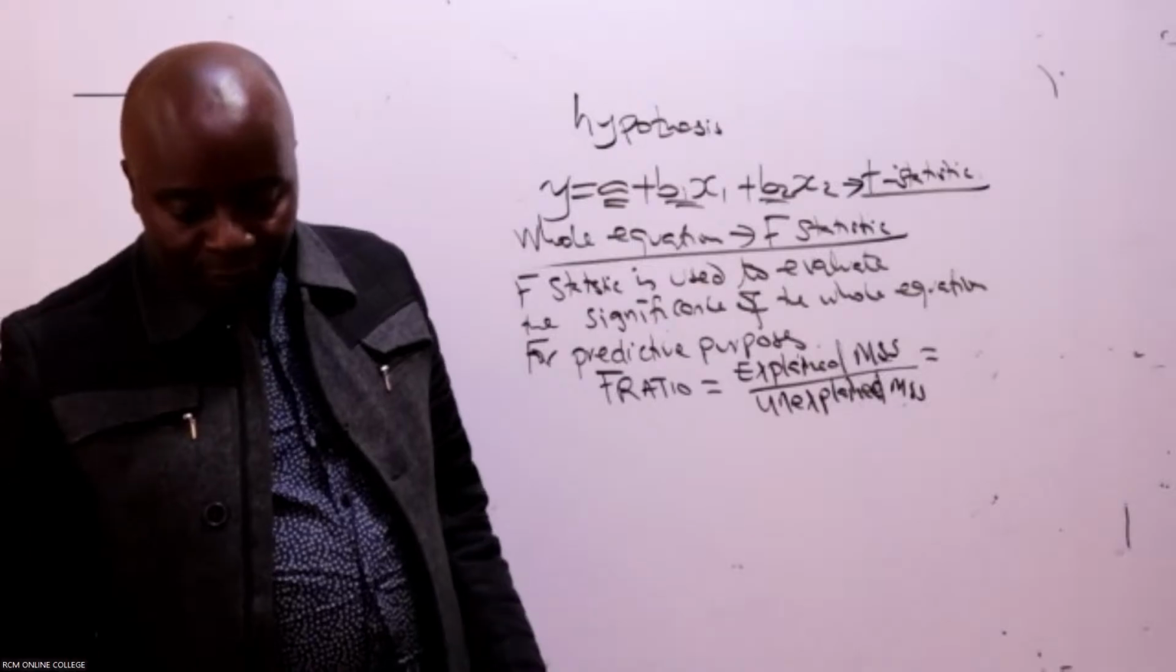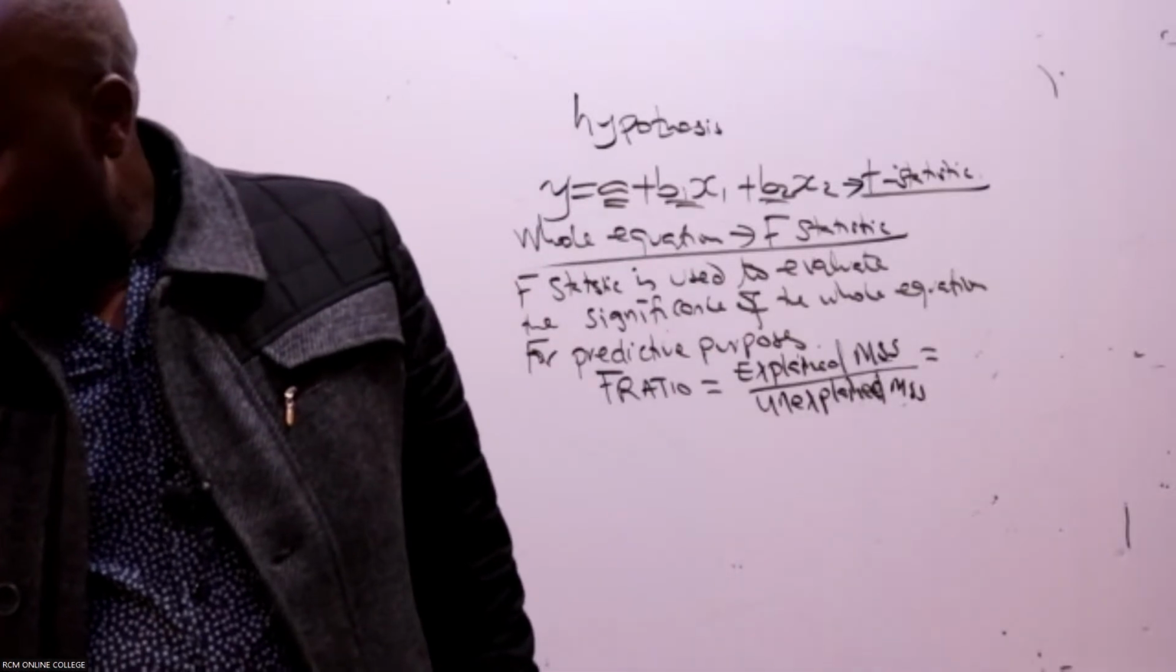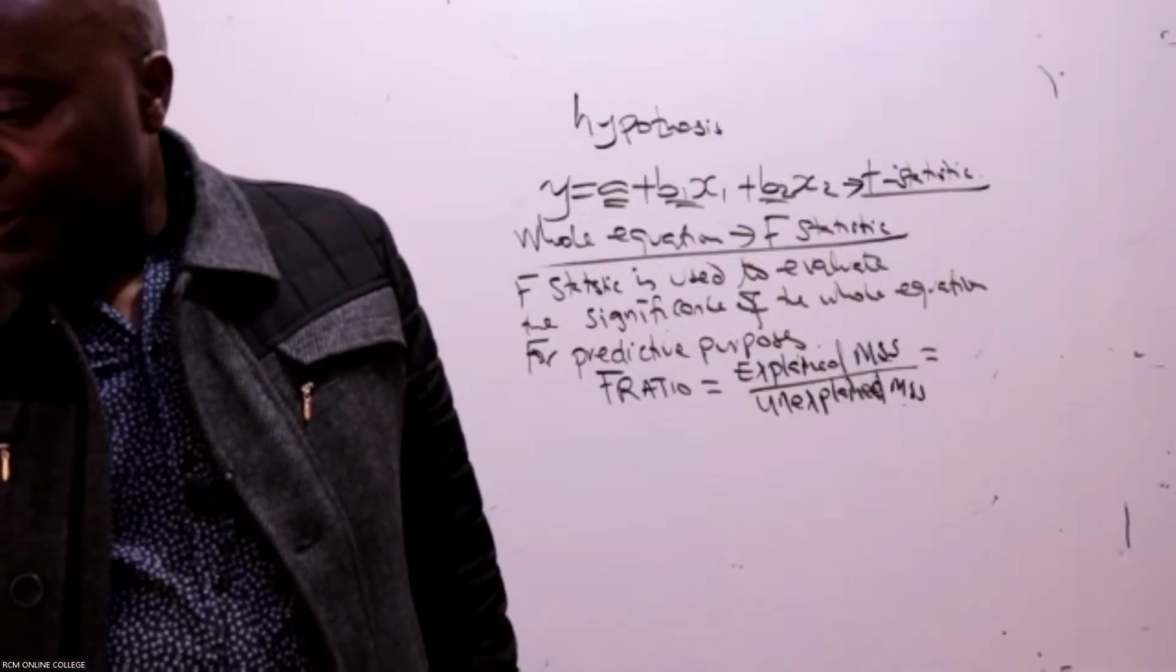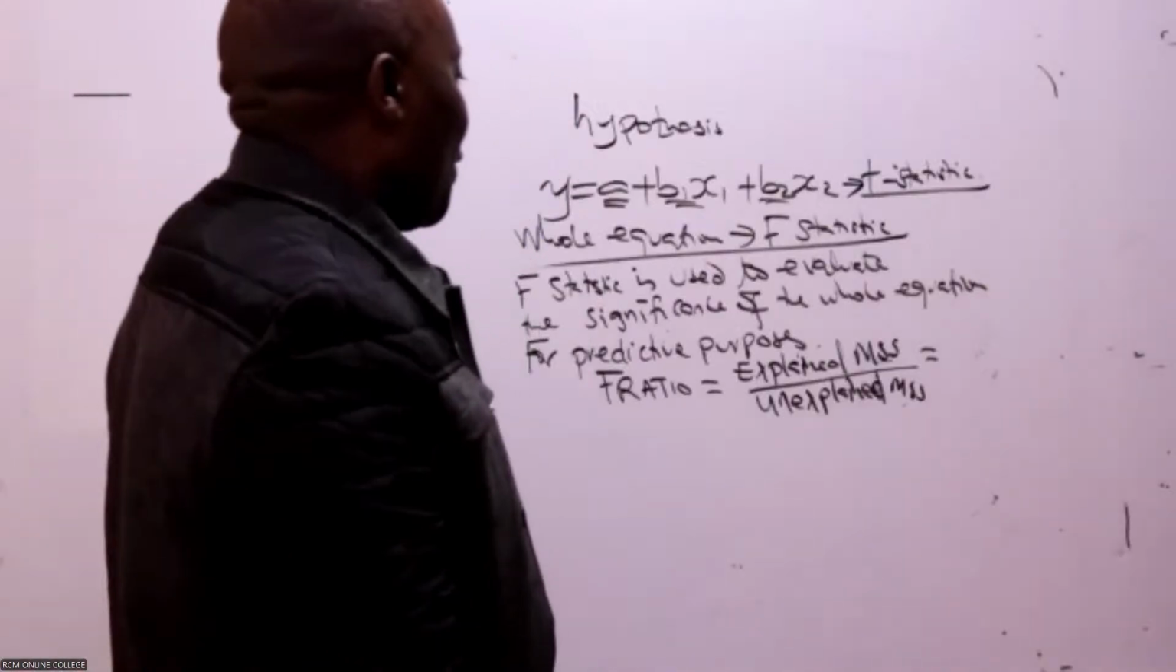Now, if you remember from the analysis of variances that we introduced here, whenever you look at this ANOVA, you always have 2 types of variances. We have regression, which is explained, and then we have the residual error, which is unexplained. And then we have the mean sum of squares. So let me write this. The types of variance.